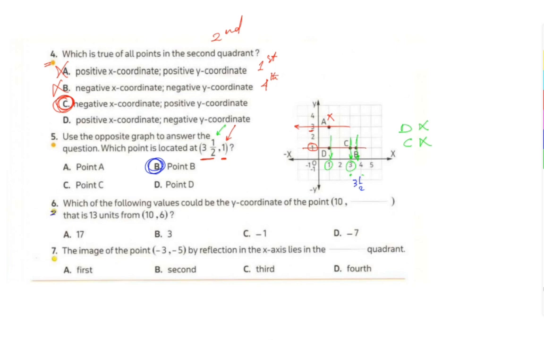Okay. Point 6. Which of the following values could be the y coordinate of the point (10, y) that is 13 units from (10, 6)? We have 2 points. One of them is (10, 6) and the other is (10, y). I know that the distance between them is 13. He said that this point is far from this point by 13 units.